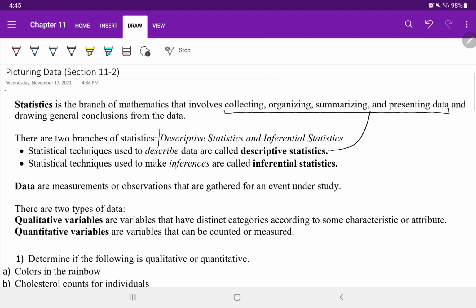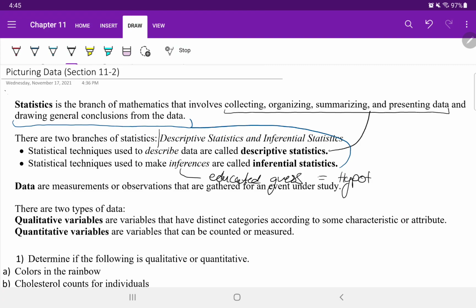When we're using statistical techniques to make an inference, that's called inferential statistics. So that's going to be the drawing general conclusions from the data section. An inference can be called an educated guess. An educated guess is what is known as a hypothesis. And when you take Stats 250, we are going to be focusing on hypotheses in the second half of that semester. So this is educated guess. Excuse my handwriting. Let's write that a little bit better. And that is hypothesis.